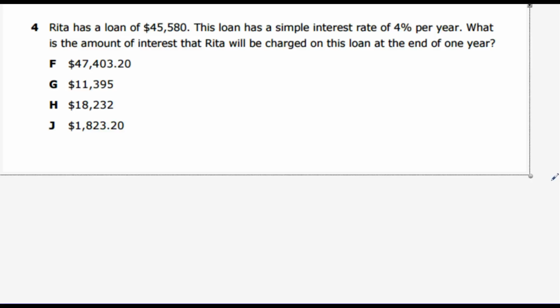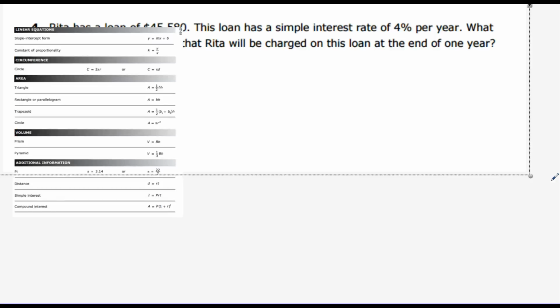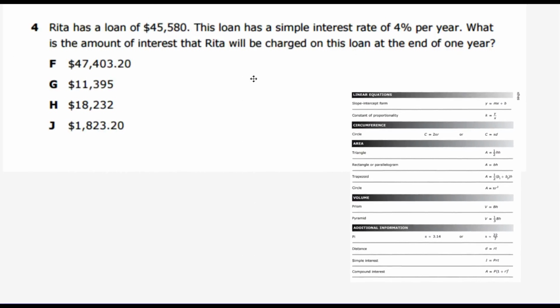Alright, number 4. Rita has a loan of $45,580 at a simple interest rate of 4% per year. What's the amount of interest she'll be charged at the end of 1 year? So what we need here is we have to find our formula for simple interest. So we flip backwards to our formula chart. There it is. And we come down, we look for simple interest right here. I equals PRT. So first things first, we write our formula.